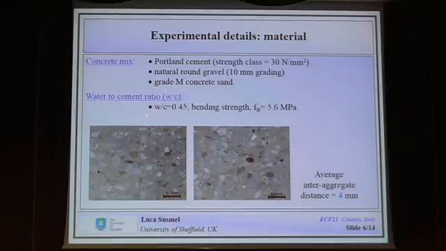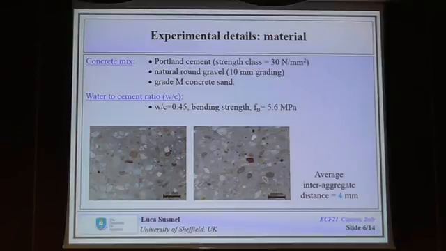The water to cement ratio was equal to 0.5, and the resulting bending strength was equal to 5.6 megapascal. So as you can see, something very standard. And this is the macroscopic structure. And why is this concrete good?